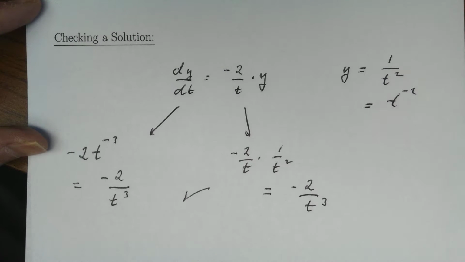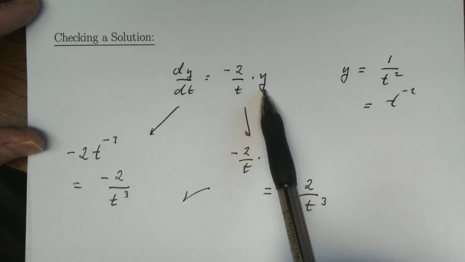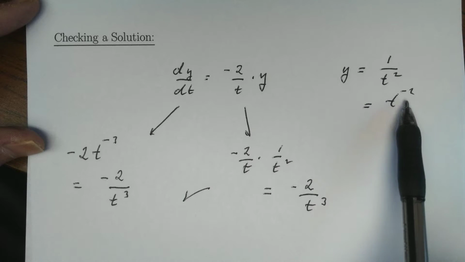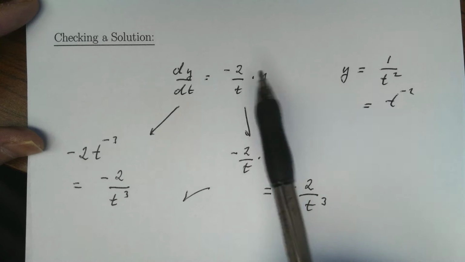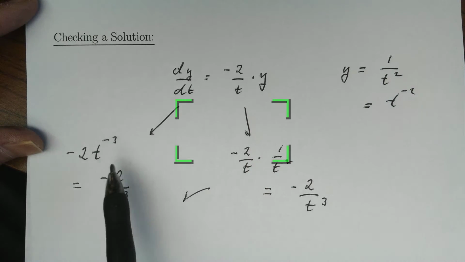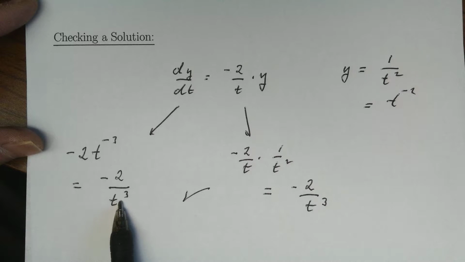Here's another example. dy/dt equals minus 2 over t times y. I'm going to tell you that y equals 1 over t squared, which is the same as t to the minus 2, is a solution. Let's substitute this into the left side. The derivative of t to the minus 2 is minus 2t to the negative third, which we can write as minus 2 over t cubed.